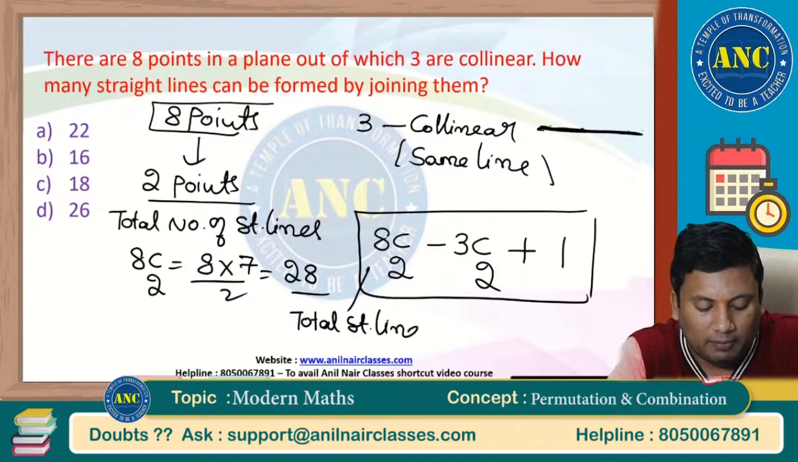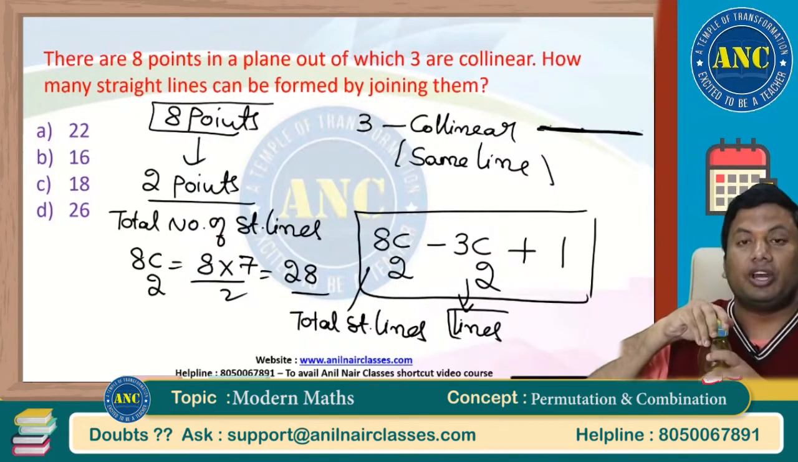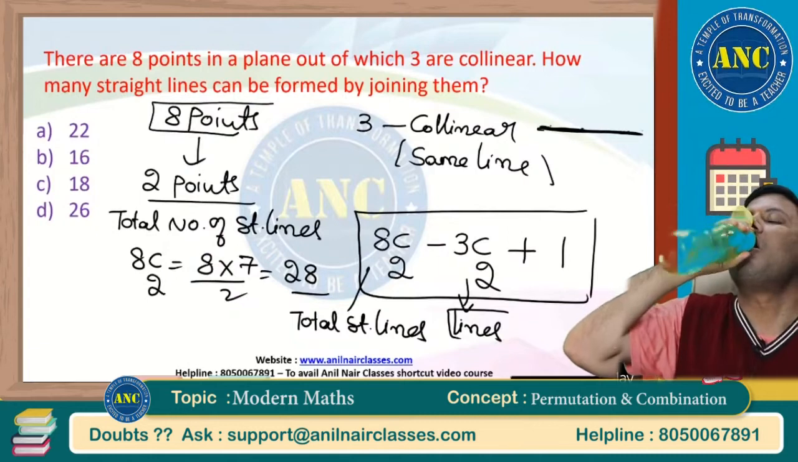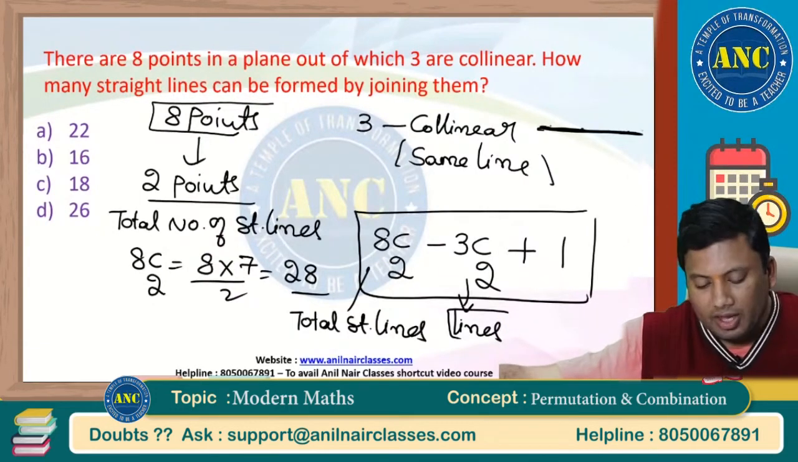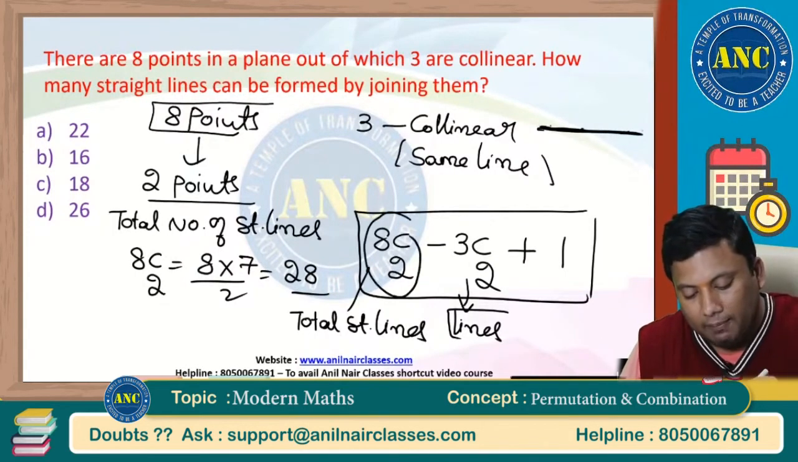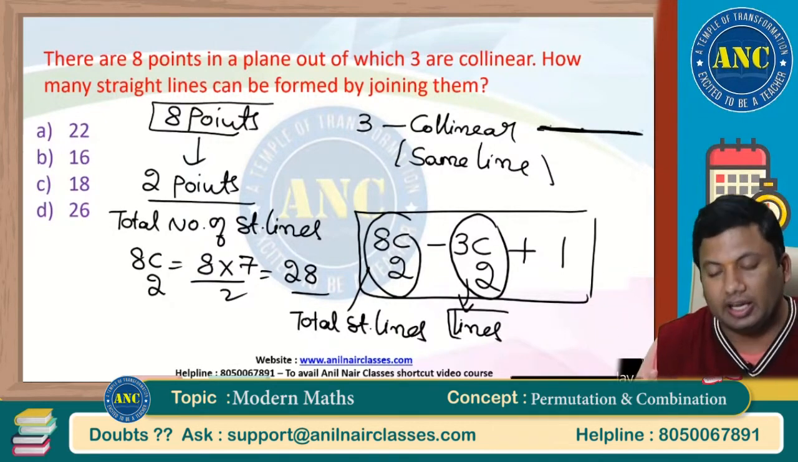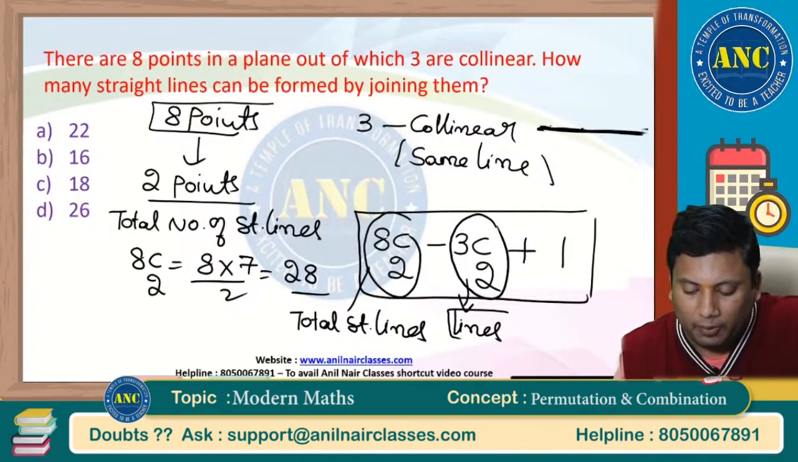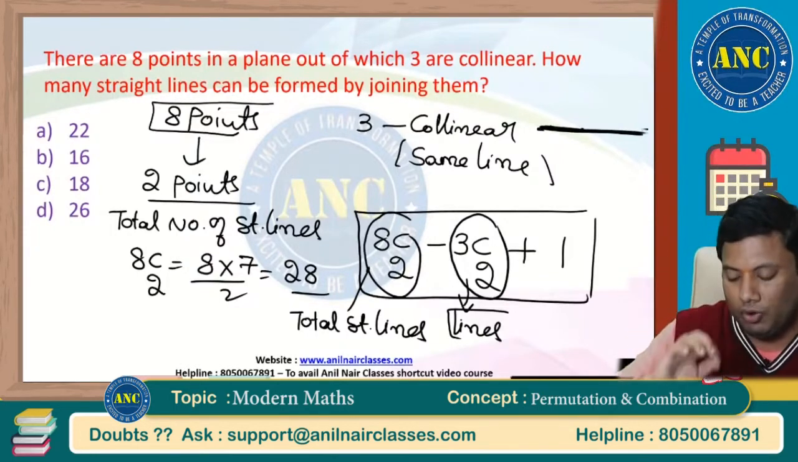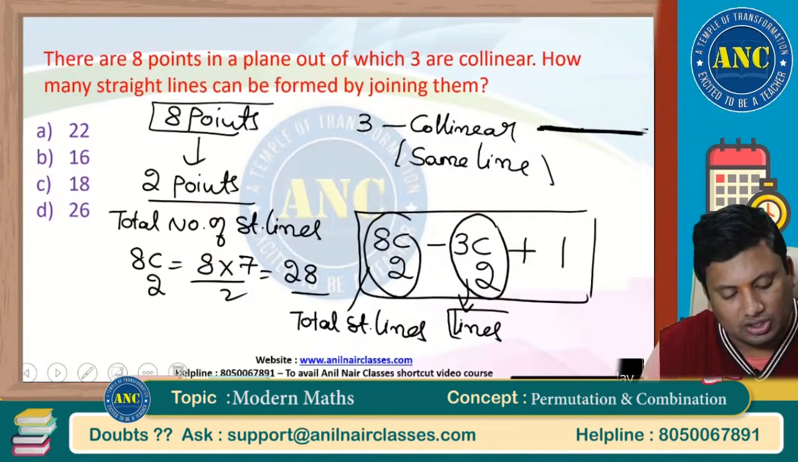In the total number of straight lines, these are the lines formed where three are collinear. Out of 8C2 total lines, the number of lines which I took, assuming that these three are not collinear, is 3C2, but they are collinear, so I need to subtract. All the collinear points will draw one line, so one more extra line I will get. The answer is 8C2 minus 3C2 plus 1.